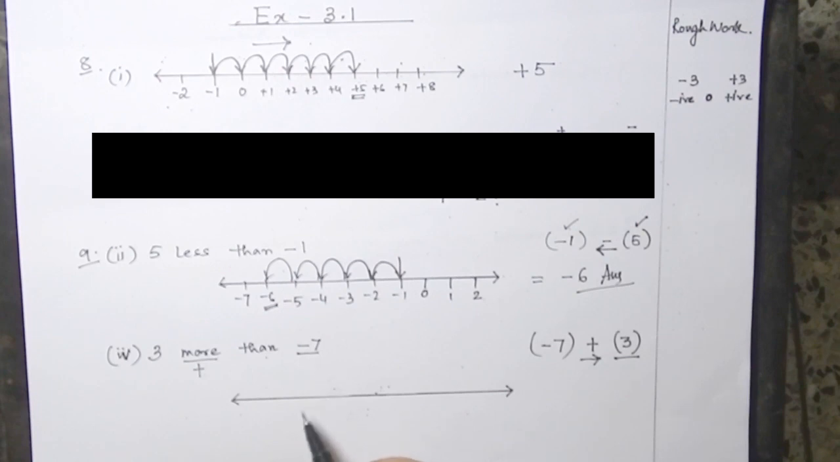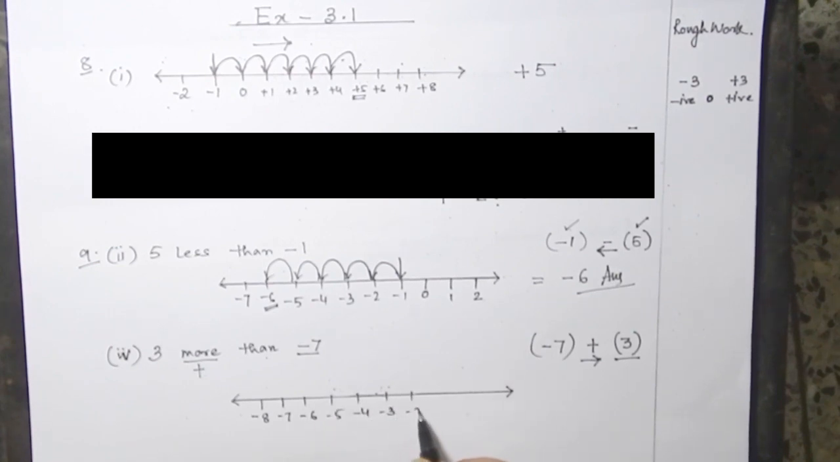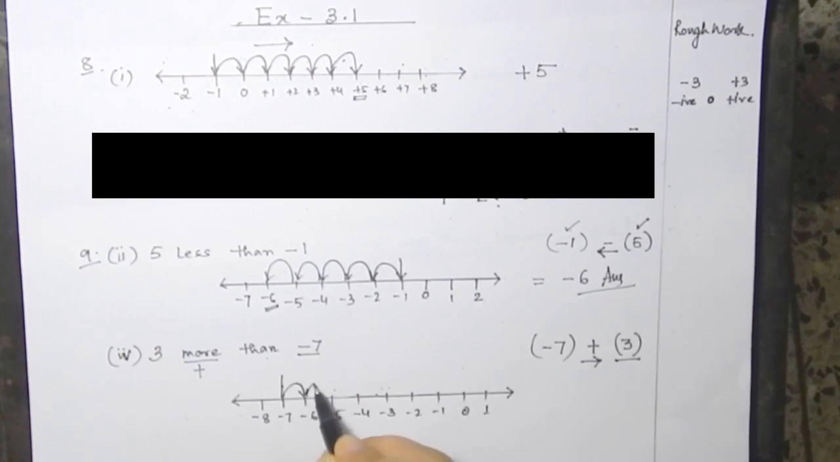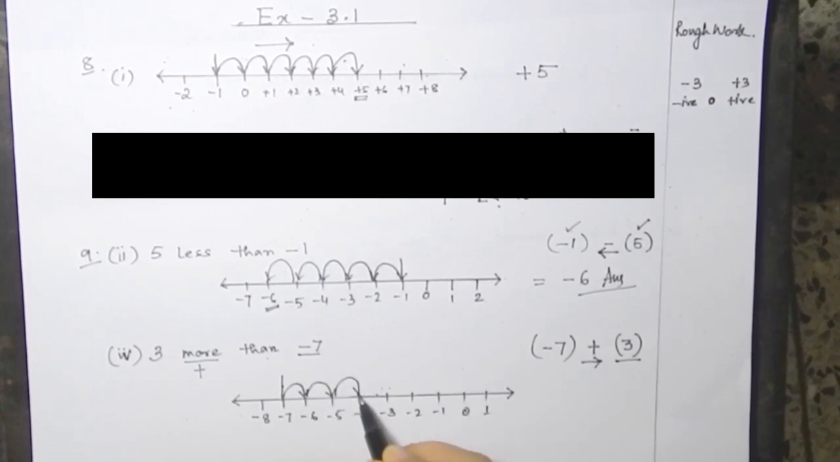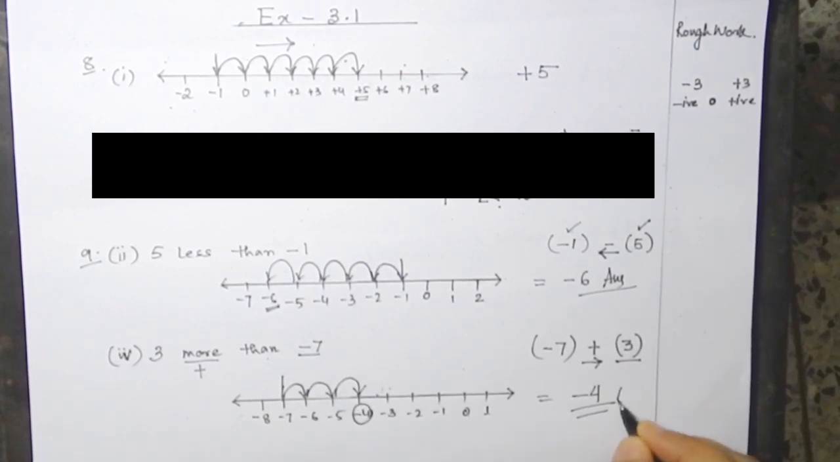So I will start from minus 7 and move towards the right. So I will write a few extra numbers. Minus 7, minus 6, minus 5, minus 4, minus 3, minus 2, minus 1, 0, 1. So let us start from minus 7 and then move 3 times towards the right. 1, 2, 3. So where did we reach? Minus 4. So my answer is minus 4.